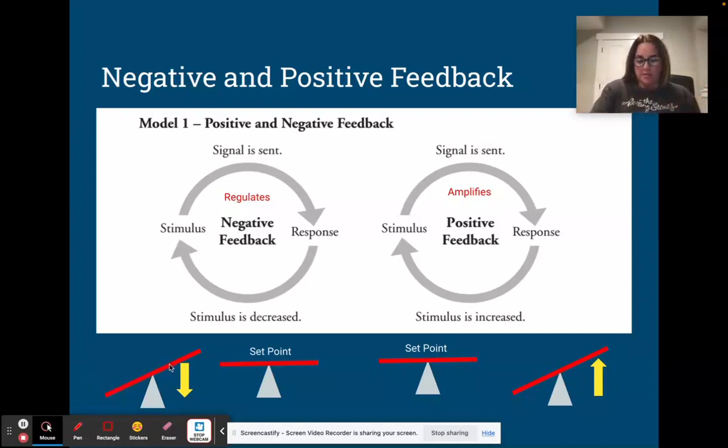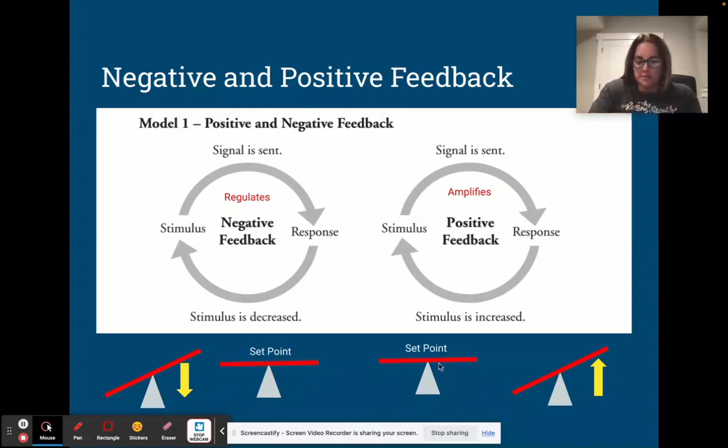And something happens, or some sort of stimulus happens that causes this to be unbalanced. And when that happens, then the responses that take place in the system help to bring this back to set point. So we're going from out of balance to back in balance, back to set point.